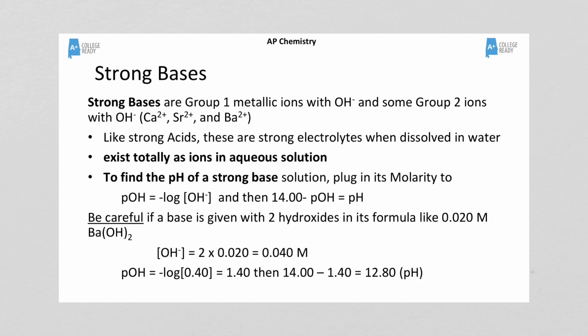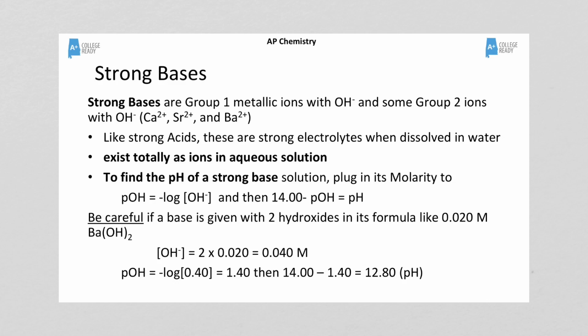Now, when we're asked to find the pH of a strong base, we do need to plug in its molarity, but since it's contributing hydroxide ions to the solution, by taking the negative log of that, we're actually getting pOH, so we do have one more step. So 14 minus the pOH does give us the pH. I give an example of one type of problem that could be tricky.